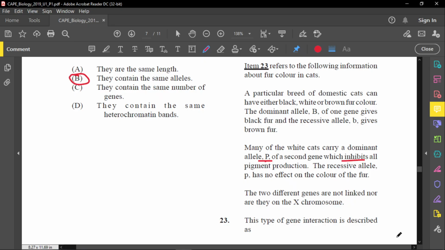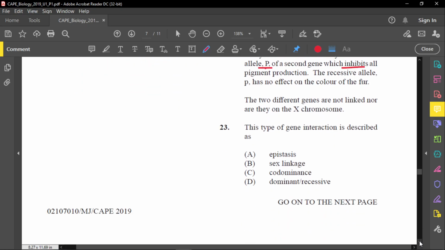All right, it said this type of gene interaction is described as what? And so again, it is not sex-linked because it's not on the X chromosome, neither is it specified that it's on a Y chromosome. So this is not a sex-linked interaction.